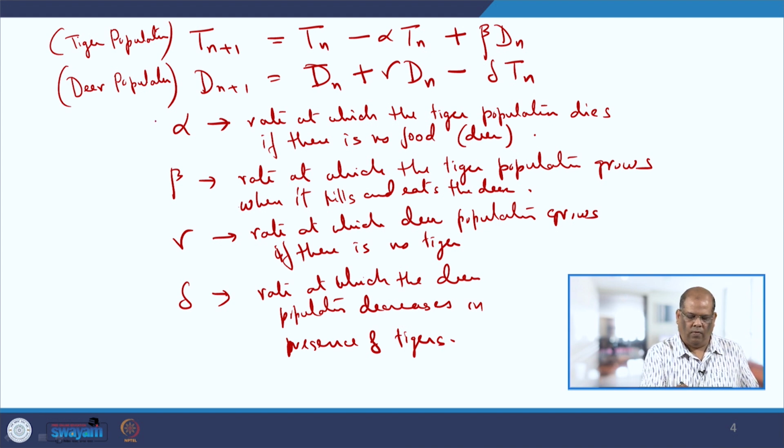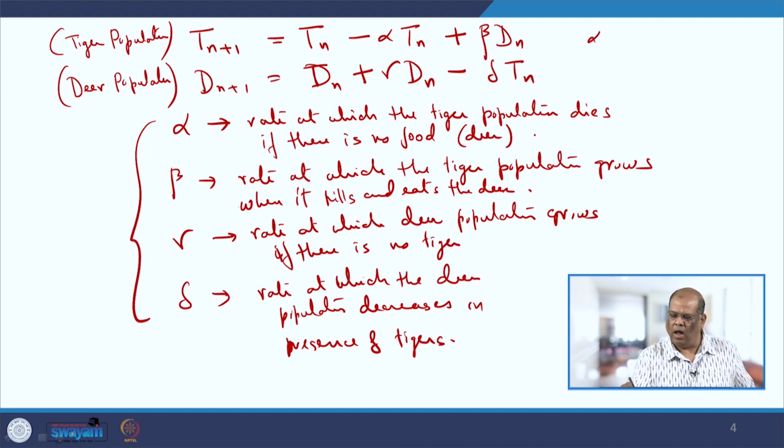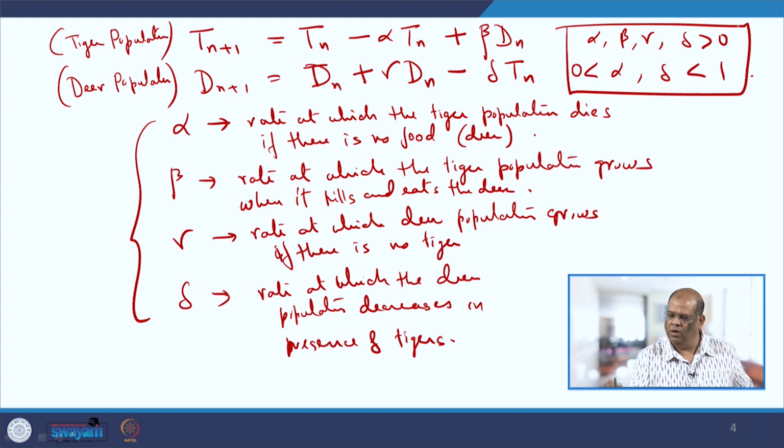So, these are the 4 parameters: alpha, beta, gamma and delta. They have to be positive, and alpha and delta must lie between 0 and 1. So, this is the restriction on the parameters. Once this model is defined, let us now look into its equilibrium solution. So, the first thing is the equilibrium solution.